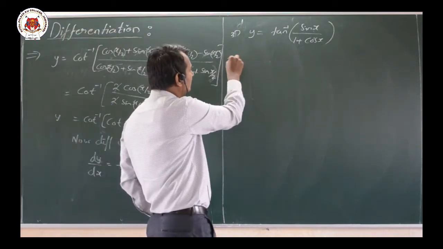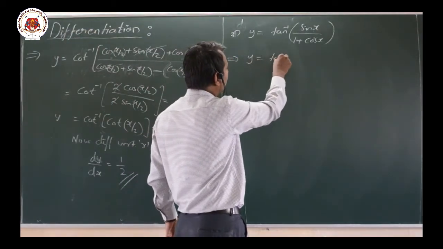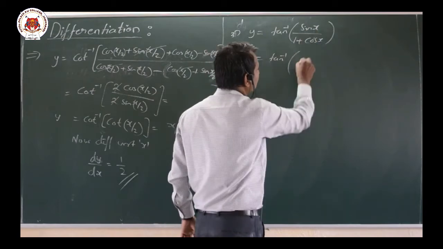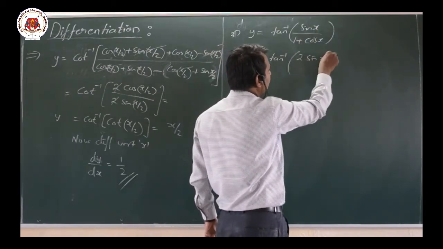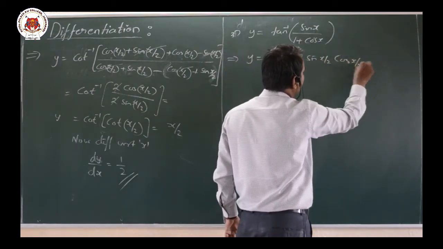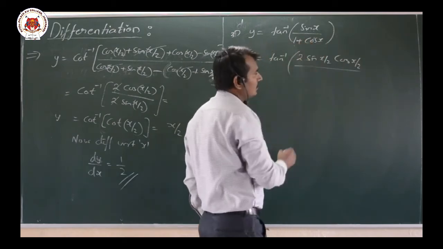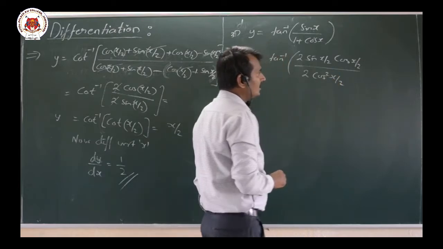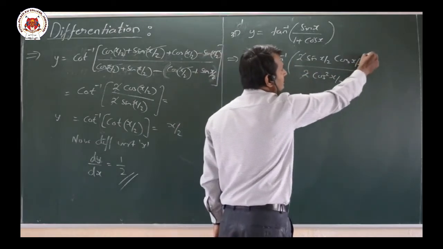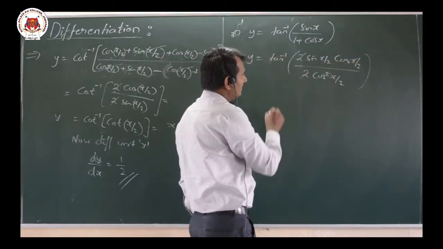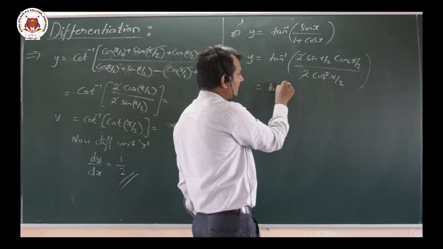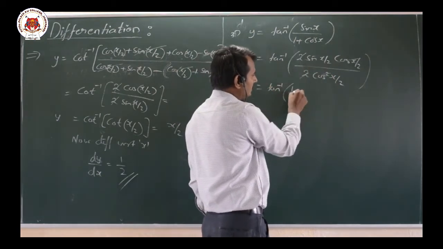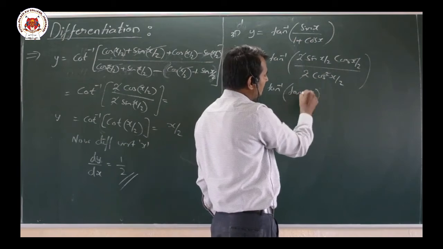Here what we can do is, y is equal to tan inverse of sin x, we can write it as 2 sin x by 2 into cos x by 2, whole divided by 1 plus cos x, which we can write as 2 cos square x by 2. Now here we can observe 2 gets cancelled, cos square gets eliminated. So what is the remaining part here? Tan inverse of sin by cos, the remaining part will be tan x by 2.